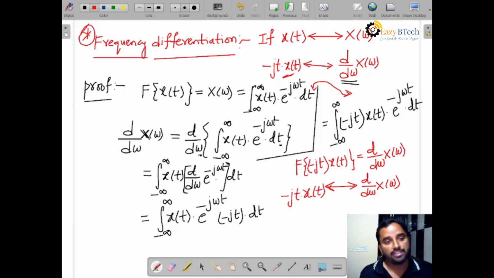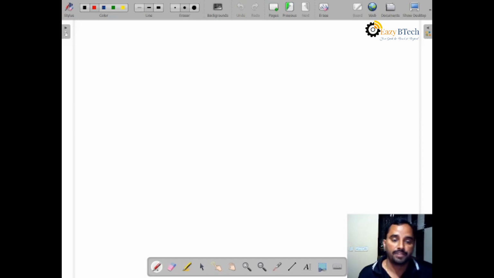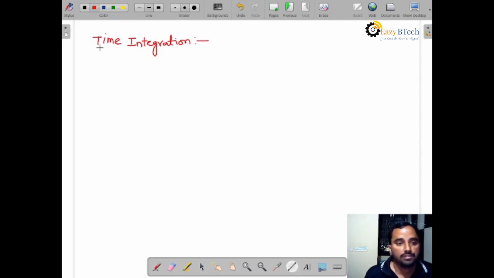So time differentiation, frequency differentiation. Next property, time integration. This is also important. Time integration property. See the definition of time integration.